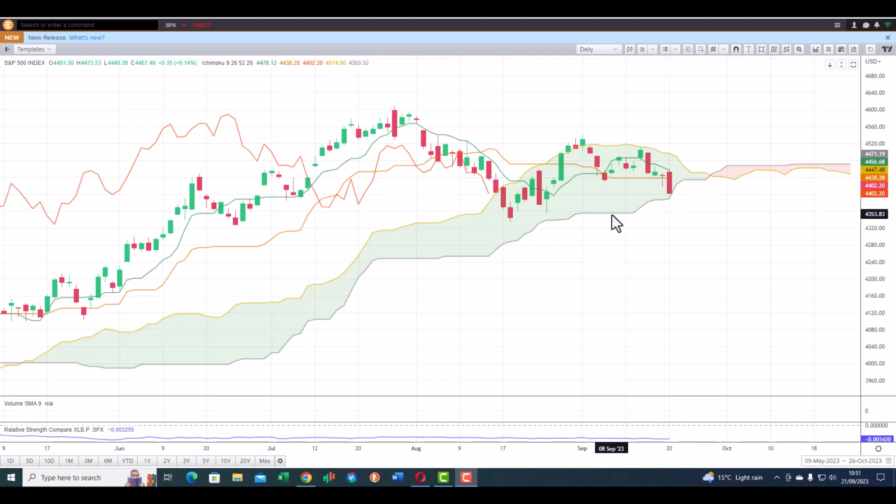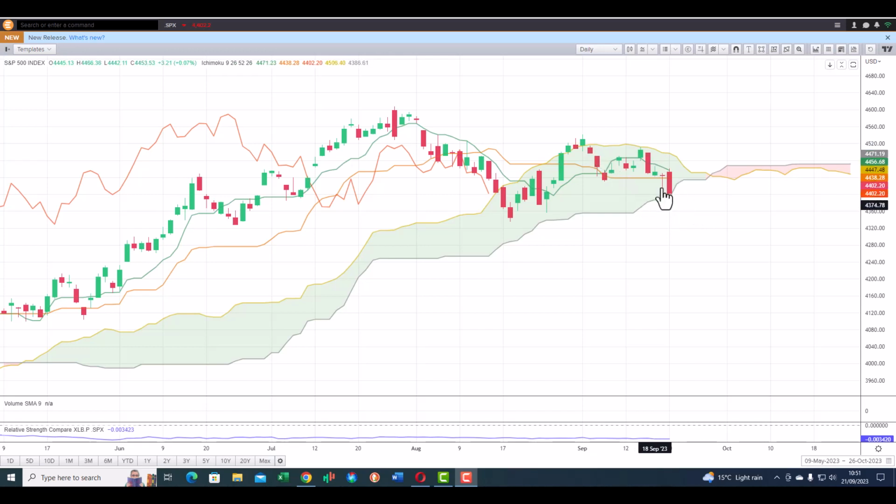4385 as well as this 4353 support zone. So if this correction lasts, we could see these two levels being tested. Basically, this low here as well, this August low being tested in the end of the last week of September, or this week or next week. So that's the kind of the risk factor.